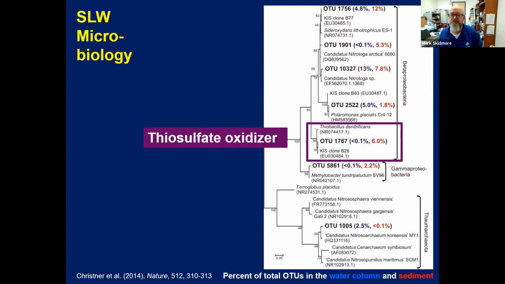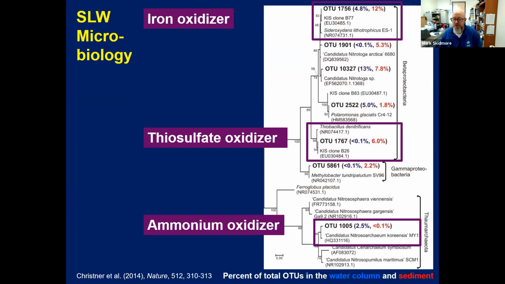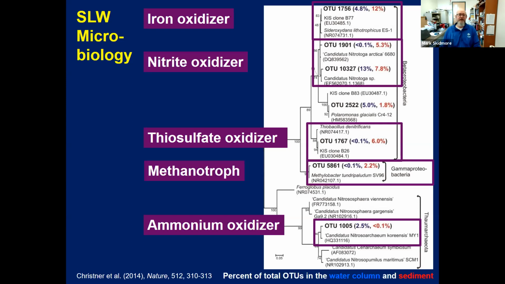This is an organism that would have the capability of oxidizing thiosulfate and also potentially reducing nitrate as well. We can also see that there are iron oxidizers, phylotypes closely related to Sideroxydans. Then we can look at the same for an ammonia oxidizer or a nitrite oxidizer, and also a methanotroph. These different metabolic processes are all mechanisms by which the organisms can couple fixing carbon to, say, the oxidation of iron, or fixing carbon to the oxidation of ammonia. So this is a way that organisms can fix carbon in this environment.